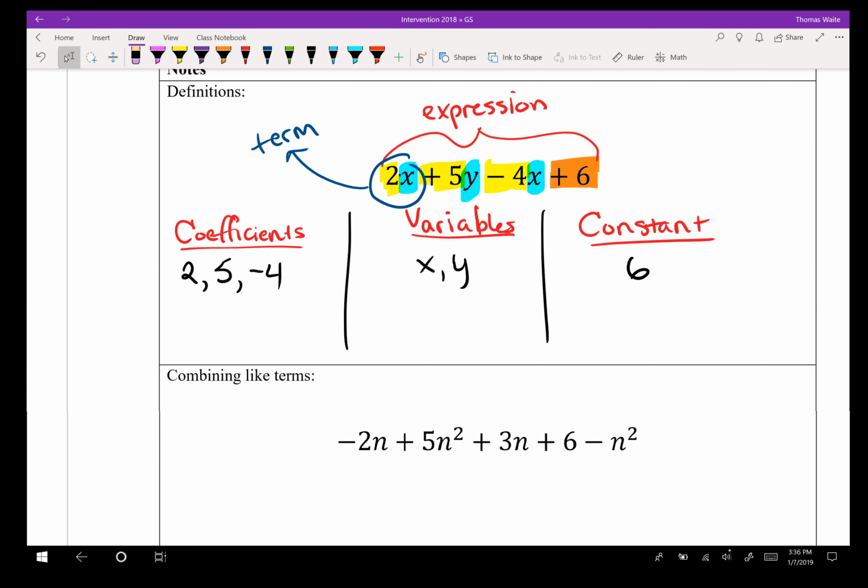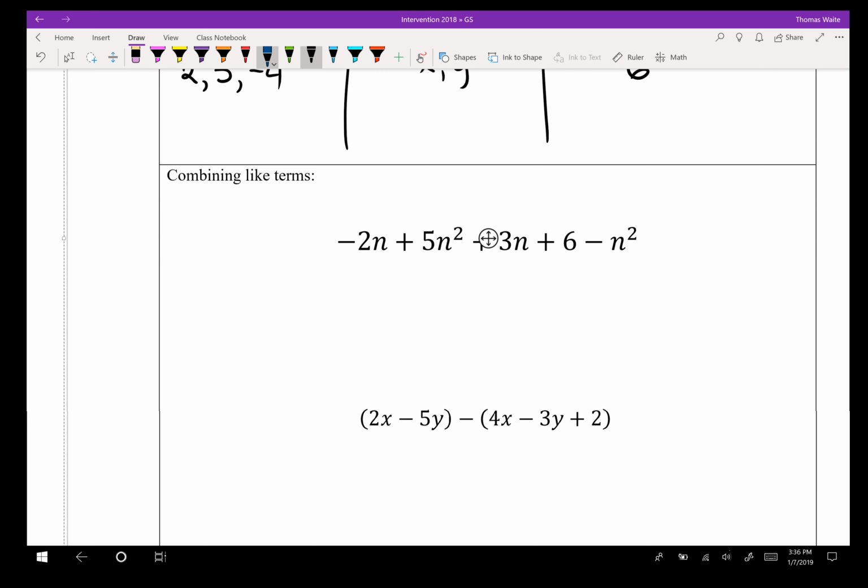All right. Now that we know these definitions, we're going to talk about combining like terms. So first we have to decide what like is. Like in our language, in math, we're talking about terms that have the same variable or the same constant or the same sort of structure. So looking here, an example of two like terms, I have negative 2n and I have positive 3n. Those terms are like because they both have an n. They both have the same variable to the same power. They're both just n's.